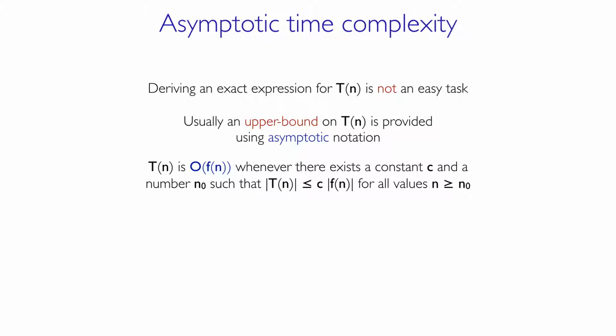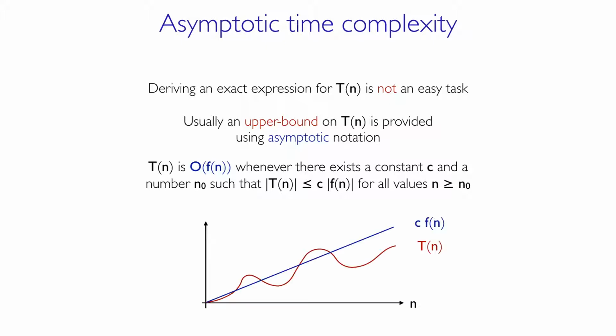Recall that we say that t of n is big O of some function f of n if, for sufficiently large values of n, f of n dominates or bounds above t of n. That is, t of n is less than f of n scaled by some constant c for all n greater than some threshold n0. This is an example of functions f of n and t of n, such that t of n is big O of f of n.